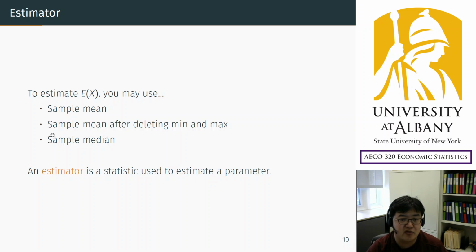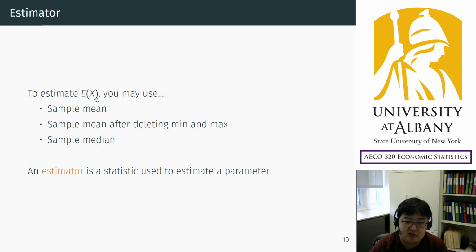Or you could think about this. What about the sample mean after deleting the minimum and the maximum? Like in the Olympics, this kind of calculation, right? It makes some sense. You are deleting the minimum and maximum because they are extreme values. Or you may use the sample median.